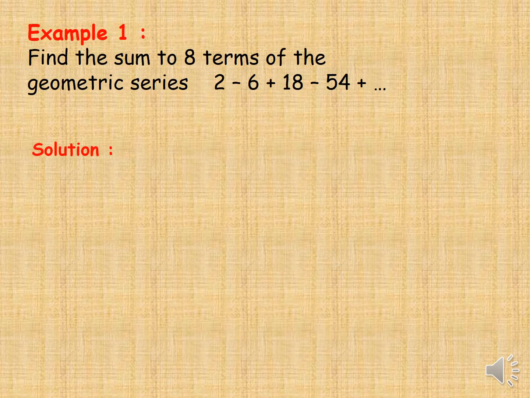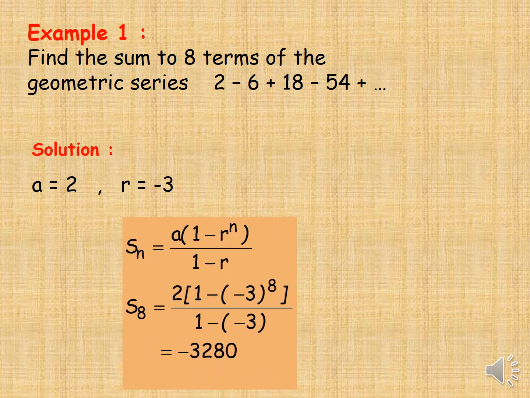Example 1. Find the sum to 8 terms of the geometric series 2 minus 6 plus 18 minus 54 plus up to infinite numbers. A is equal to 2, r is equal to negative 3. Substitute a and r into the Sn formula, where n is equal to 8. The answer is negative 3280.